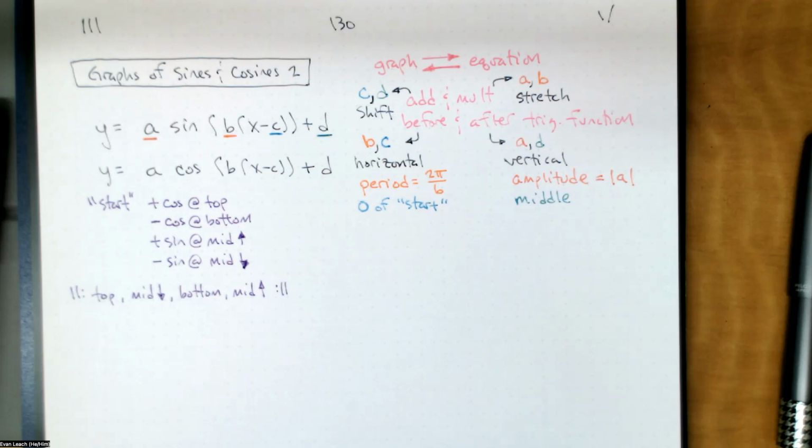So we've got a checklist of things that we need to find when we're looking at an equation. What's the amplitude? Where's the middle? What's the period? Where are we going to start? Where are we going to put the zero at the start? And which of the four points are we going to start at? We want to think about how these changes are categorized by the operation, addition or multiplication, and whether or not that operation comes before or after the trig function.